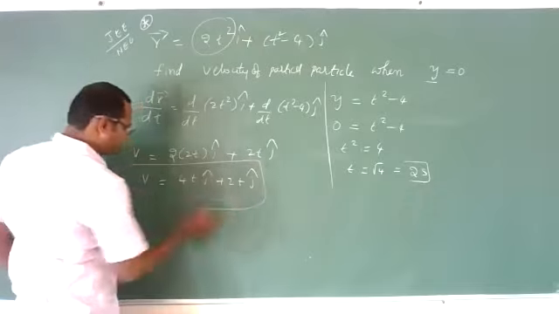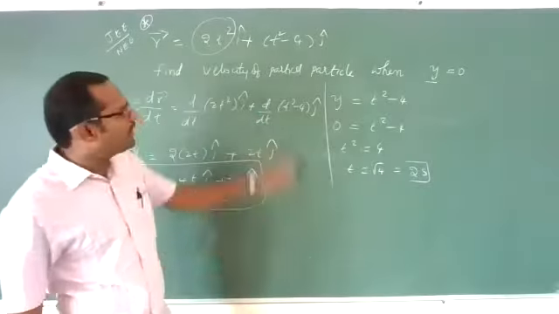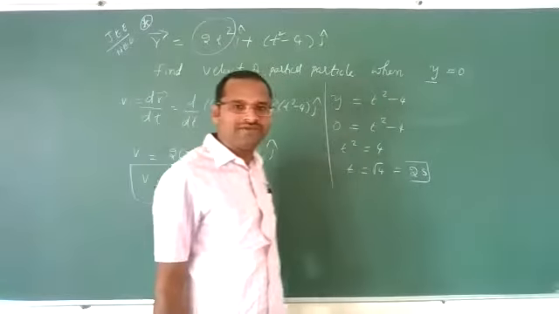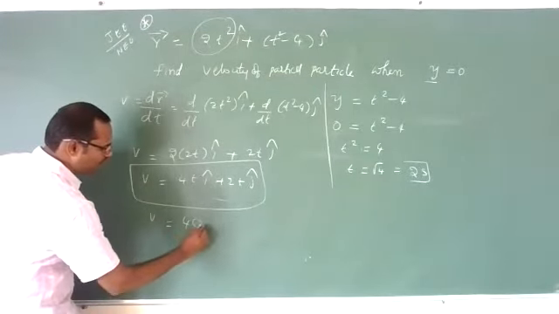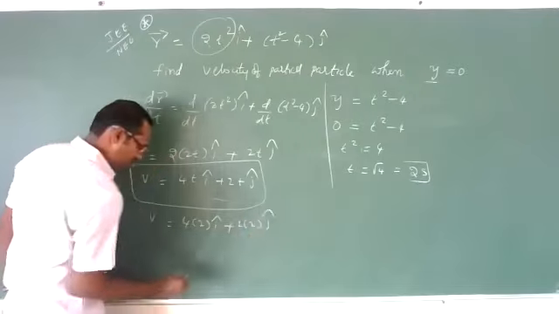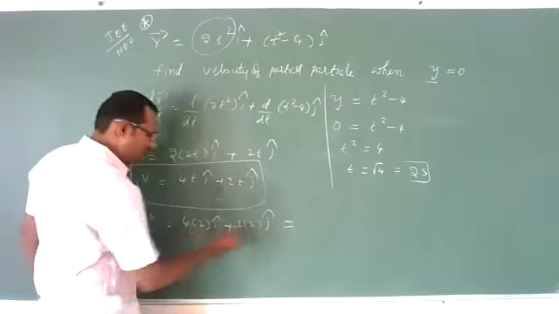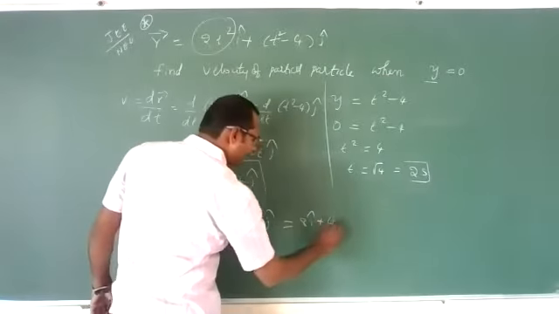This is velocity. But time, how much? 2 seconds. According to the question, when y is equal to 0, they are given. So time is equal to 2 seconds. Substitute here, you get 4 into 2 i cap plus 2 into 2 j cap, which comes out to be 8 i cap plus 4 j cap.